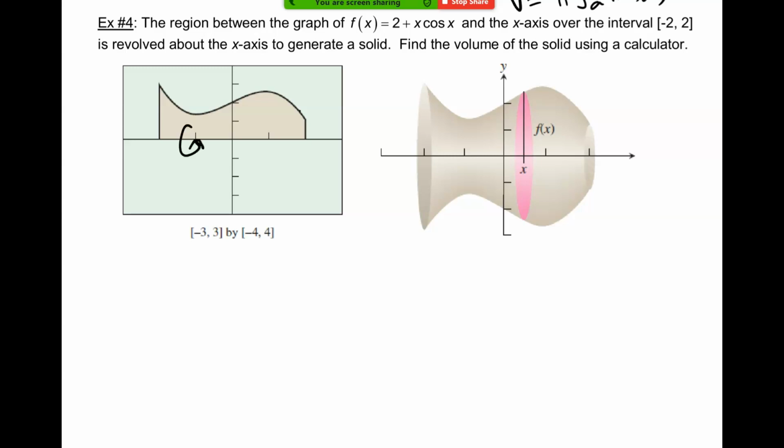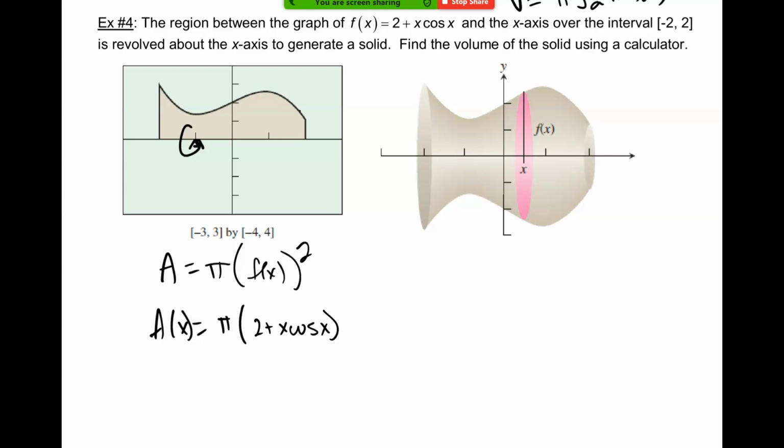So this is revolved around the axis. So we know the area is pi r squared. Well, r here is our function. So this is just going to be A of x. The area function is going to be pi times our function, 2 plus x cosine of x, and then squared. I'm just going to leave it like that. I think I explained that because the radius is just going to be whatever my function value is, because that's how I find the height, the y value, which is our function.